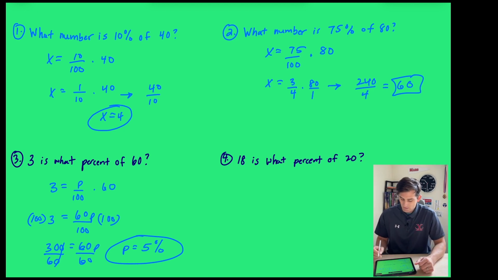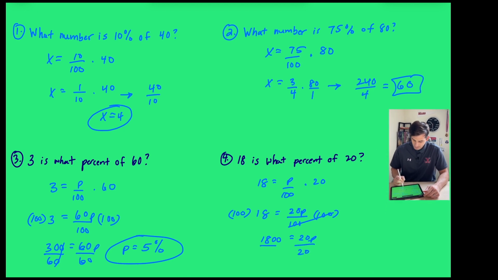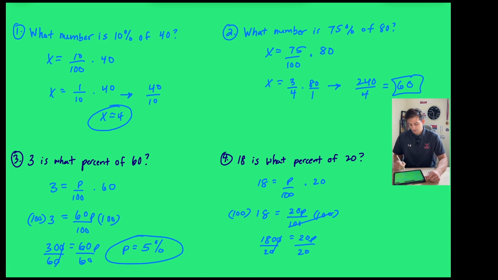All right, number 4, 18 is what percent of 20? So we can set this one up the same way. 18 is equal to p over 100 times 20. So let's multiply again. So 18 is equal to 20p over 100. Now let's multiply both sides by 100. That's going to get rid of that denominator. So now we have 1800 is equal to 20p. And let's divide both sides by 20. Once again, those zeros will cancel out, and we have 180 divided by 2. So we're going to say p is equal to 90%. So 18 is 90% of 20.